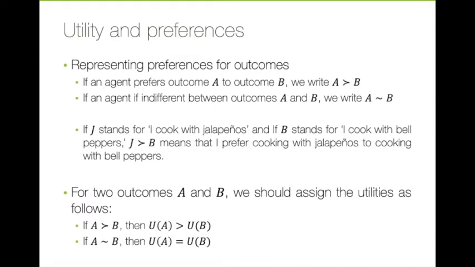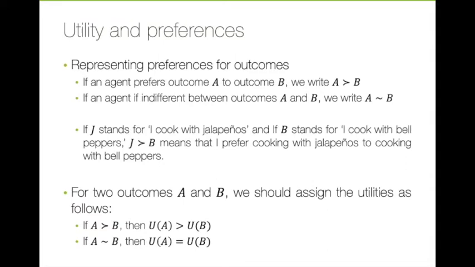So for example, if J stands for the outcome where I cook with jalapenos and B stands for the outcome where I cook with bell peppers, then J curvy greater than B means I prefer cooking with jalapenos to cooking with bell peppers. We'll just read this symbol as "prefers." Then when we know someone's preferences, that will put a constraint on the utilities we assign to their outcomes.